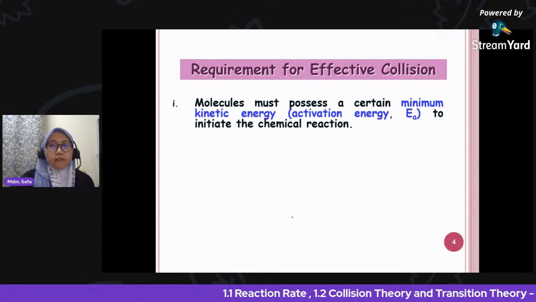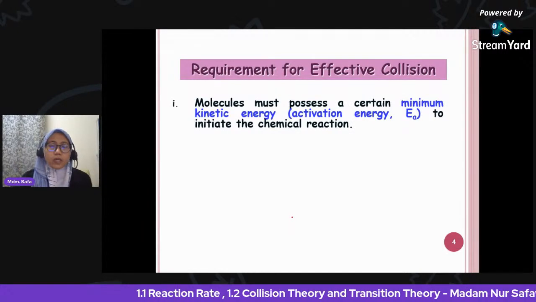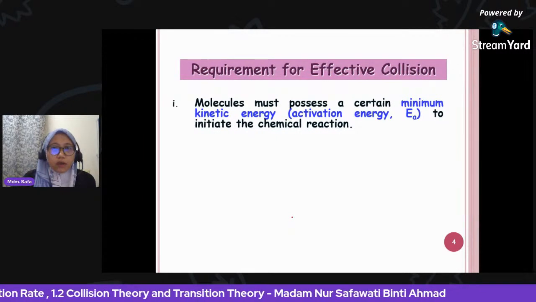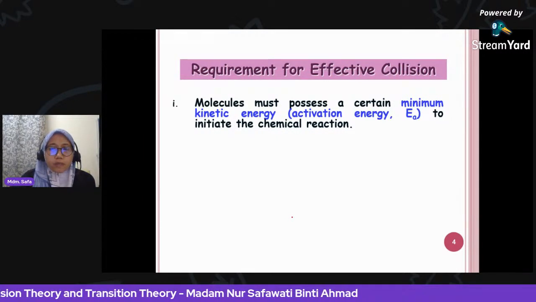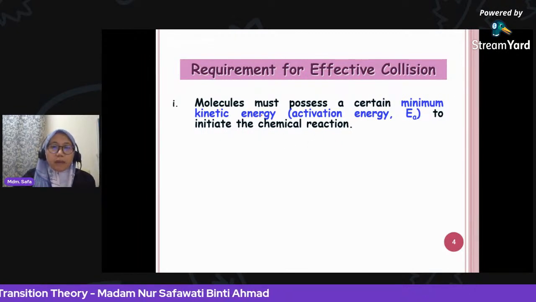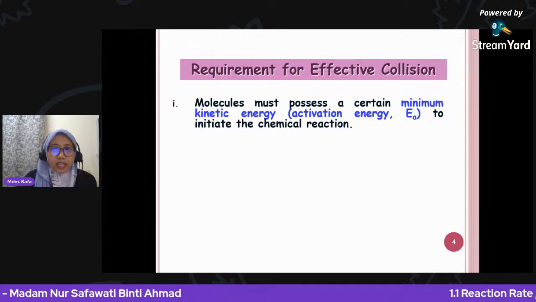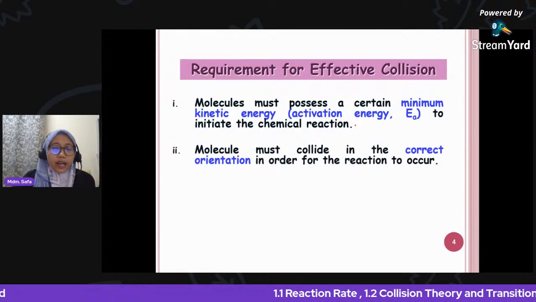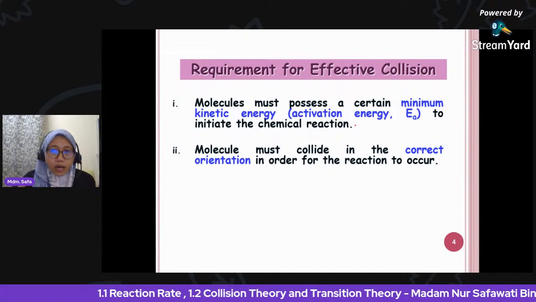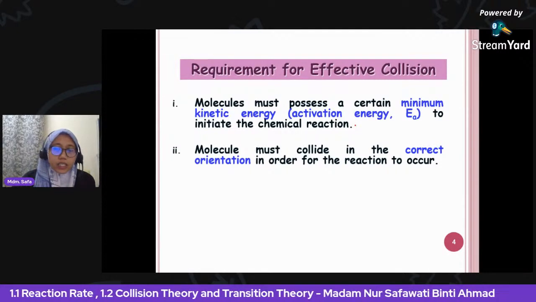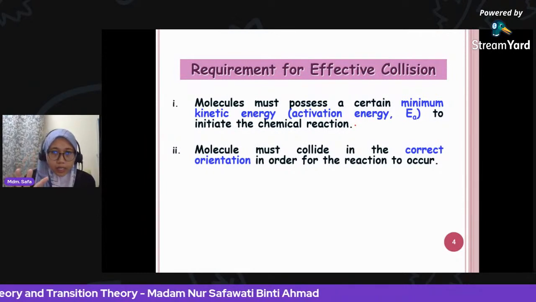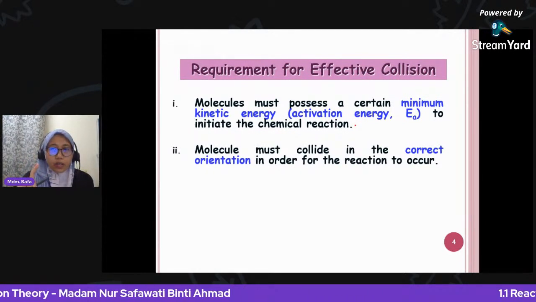Requirement for the effective collision. Ini pun soalan biasa masuk. What is the requirement for the effective collision? Molecules must possess a certain minimum kinetic energy or activation energy to initiate the chemical reaction. Number 2, molecules must collide in the correct orientation in order for the reaction to occur. Minimum energy and correct orientation.